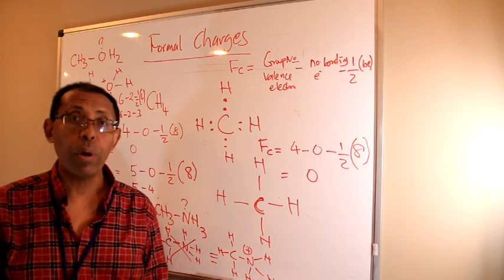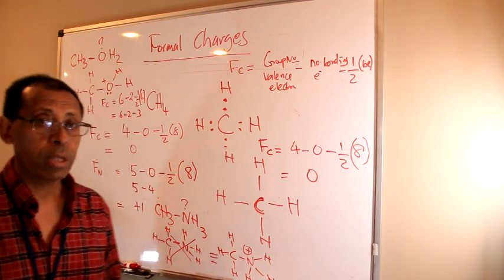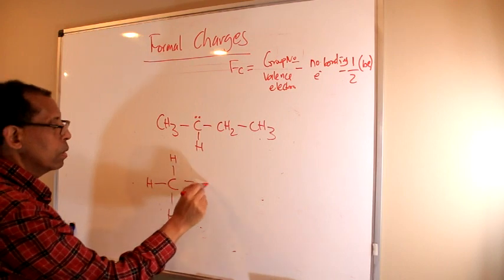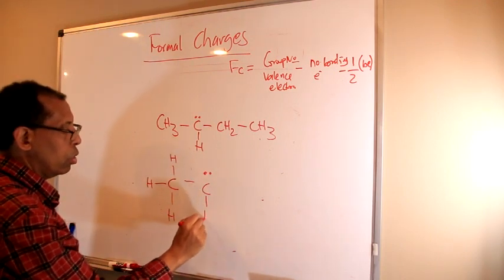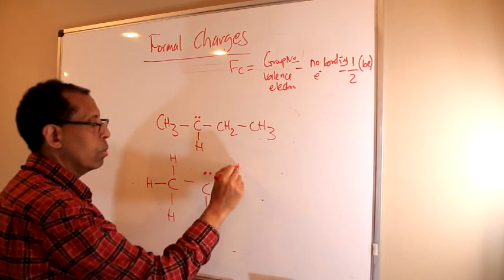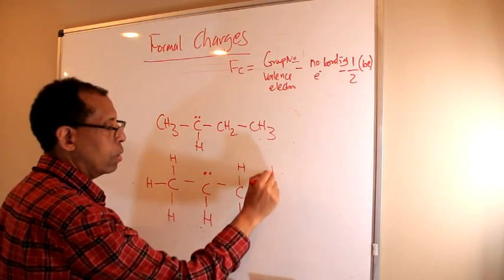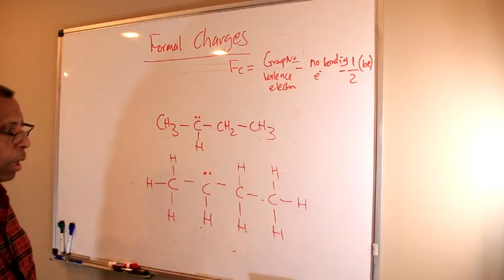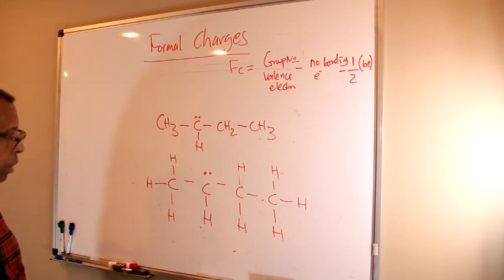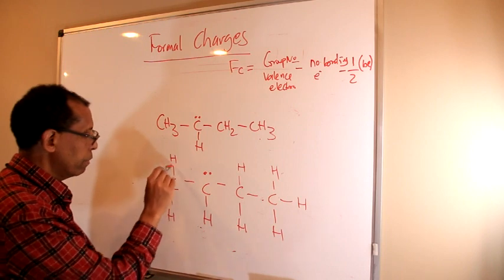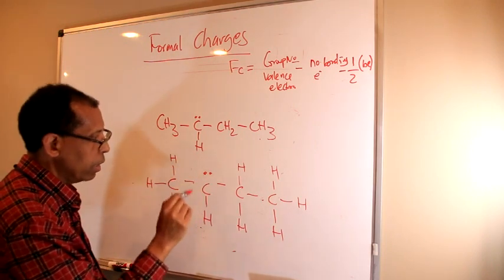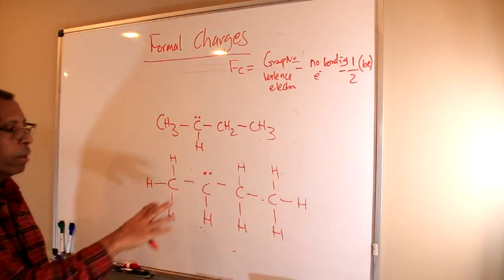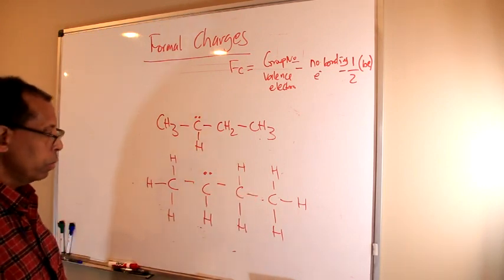A formal charge can also be negative. For example, I can show you a negative formal charge in the next section. CH2, CH3. If you just look here, for all of the carbons, the octet rule is satisfied. 1, 2, 3, 4, 5, 6, 7, 8. 1, 2, 3, 4, 5, 6, 7, 8. 1, 2, 3, 4, 5. All of the carbons, if you just count, the octet rule is satisfied.